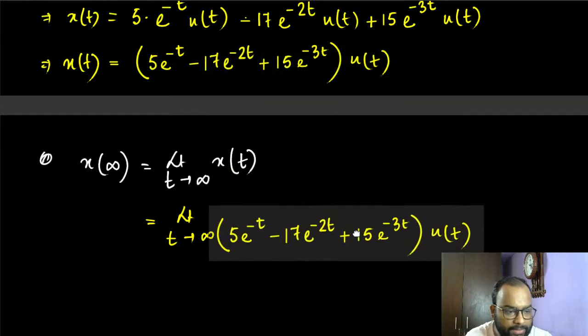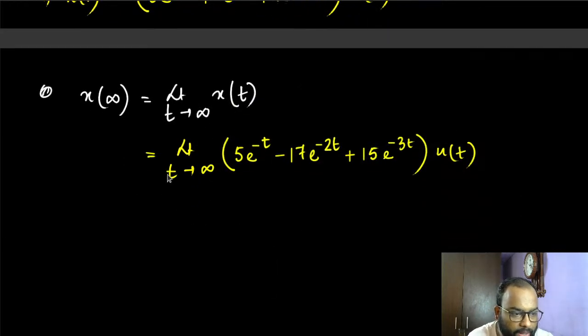Okay, let's put it there. Okay, please tell me what that is. What is it going to be? You see that this is going to be, so when t tends to infinity, this is going to be 0. Then this is also going to be 0. This is also going to be 0. So what is the final value of this thing? So 0, 0, 0 and times 1, then of course that's going to be 0.